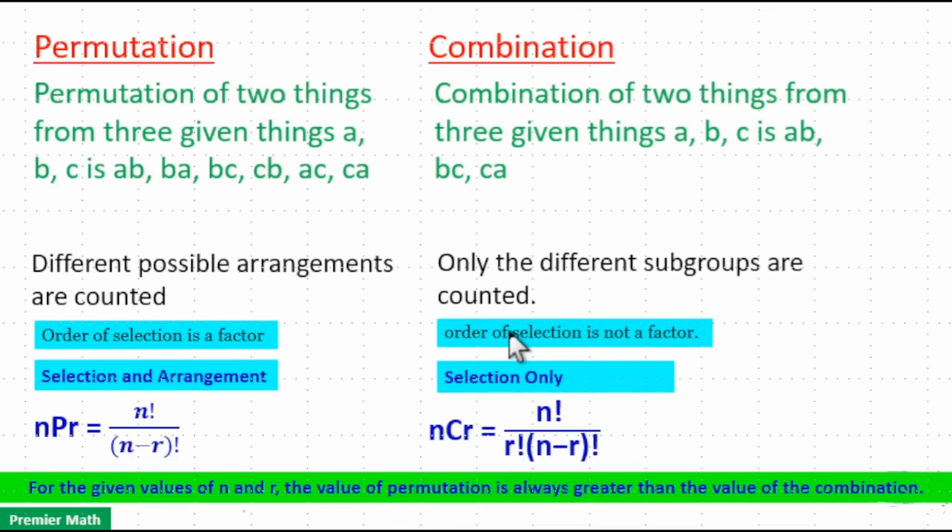Probability is basically the extent to which something is likely to happen. Same way combination means chances of selection, and permutation means chances of arrangement. That is, first you select, then you arrange it.